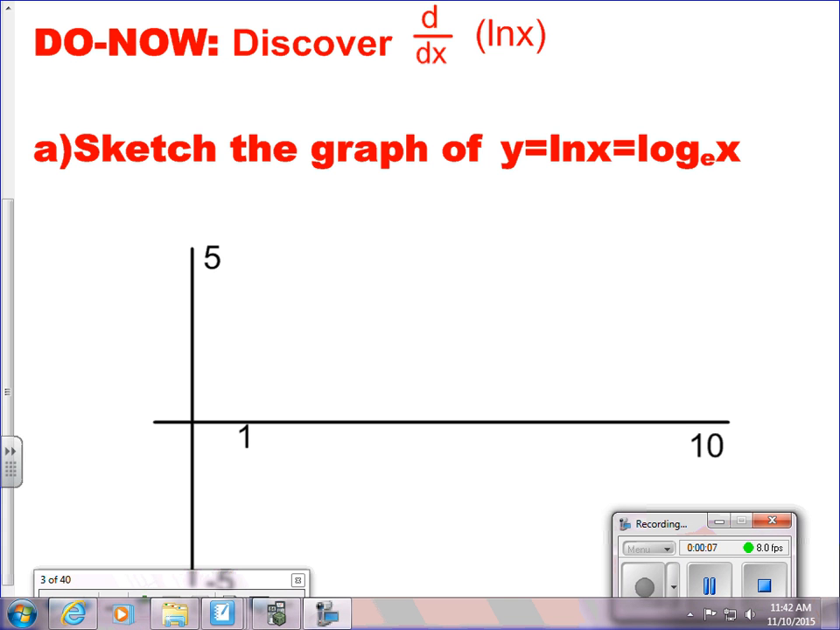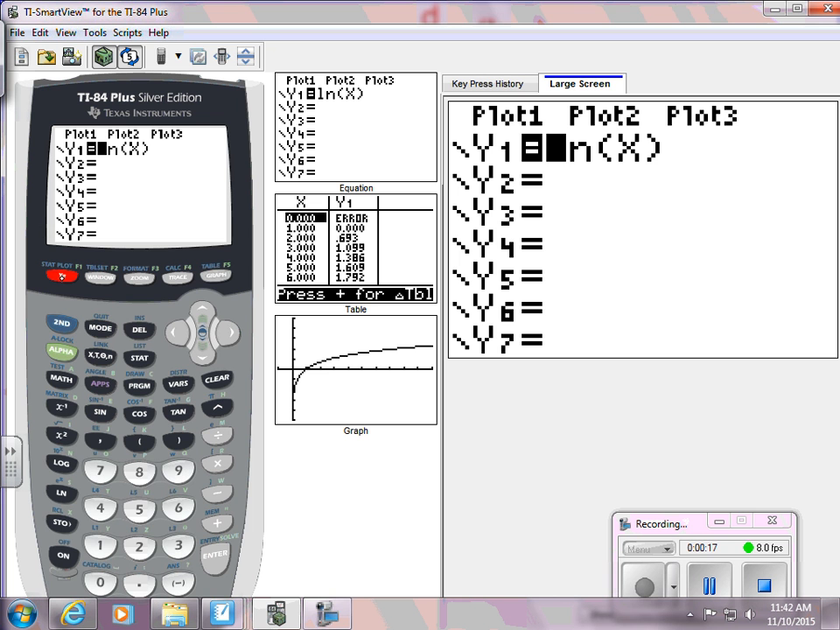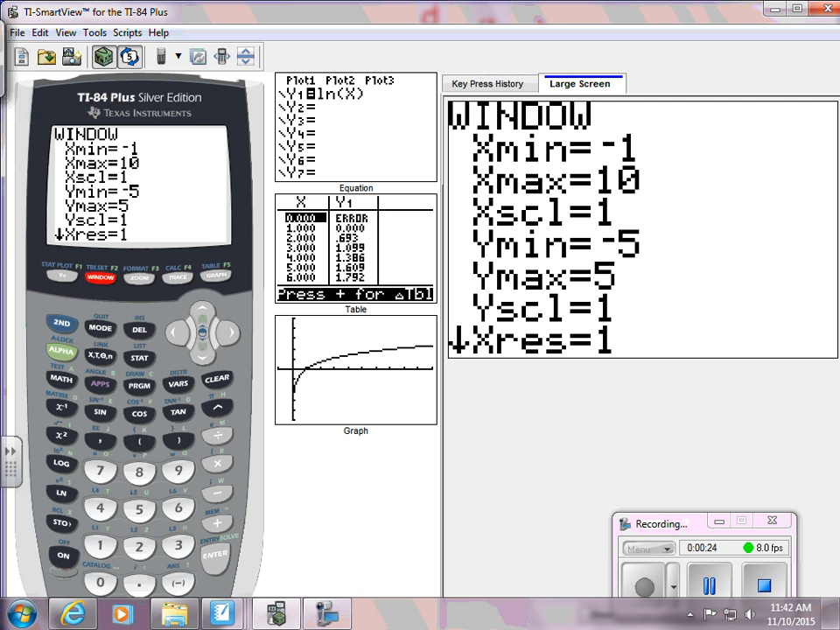We're graphing the ln of x, which is the log base e of x. Now, when you go to your calculator, set your window so it'll look something like this. When you go to y equals, you're going to put in the ln of x. As far as your window goes, you want your x's maybe -1 to 10, the y's maybe -5 to 5. Something like that. All right?